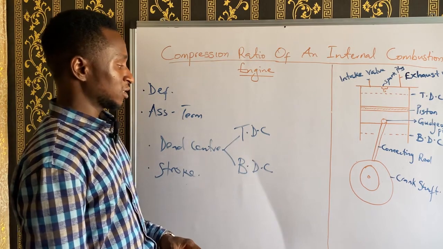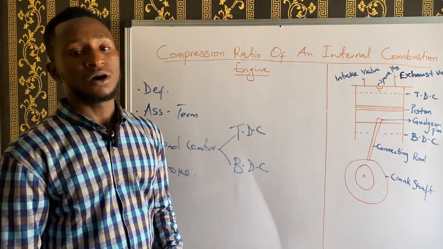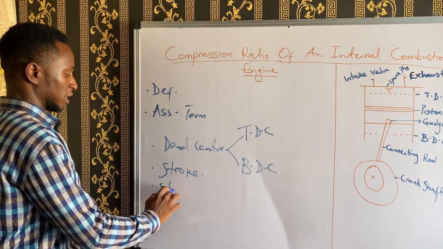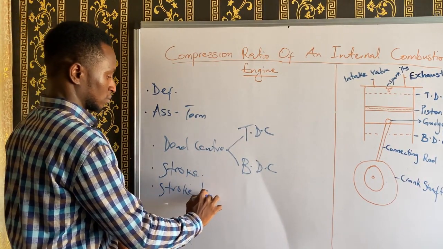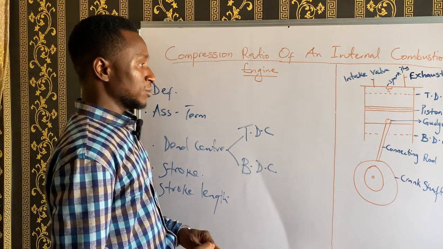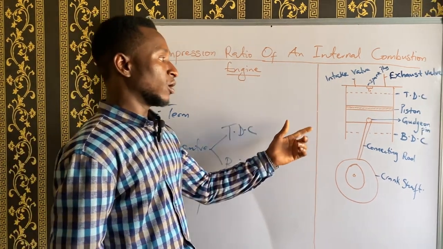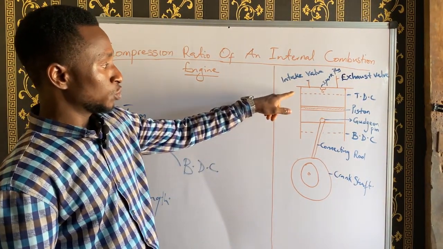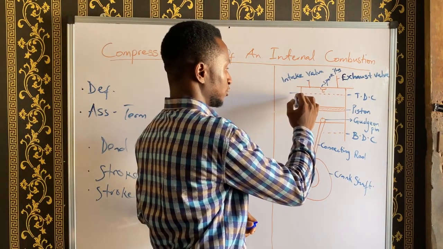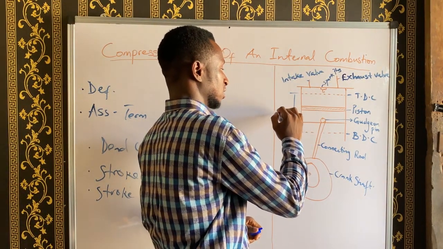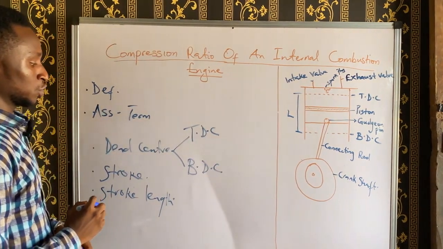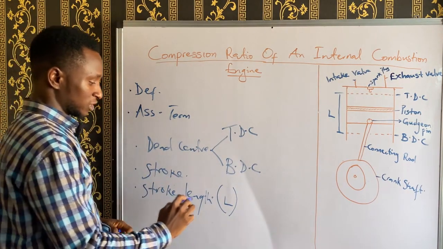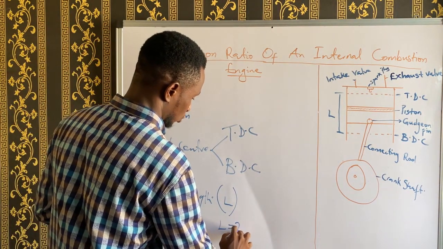Second on the list is stroke. The movement of the piston from TDC to BDC or vice versa is called stroke, and we have to look into the stroke length. Coming to the stroke length, it is the height of the cylinder from TDC to BDC. So we refer to this region as the stroke length, and stroke length is represented with the letter L. Now, stroke length has a formula which says L is equal to 2R.